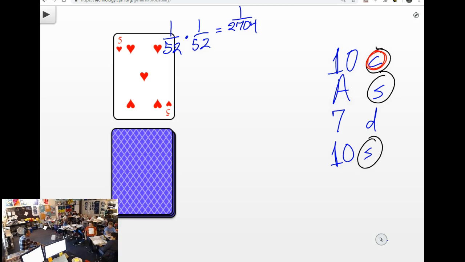1/52 to the 3rd power, I'm sure. It's 1/140,608. So what Ethan just read is the theoretical probability when we just do the math. But what we just found out by our experiment, we got it like 3 out of 8.